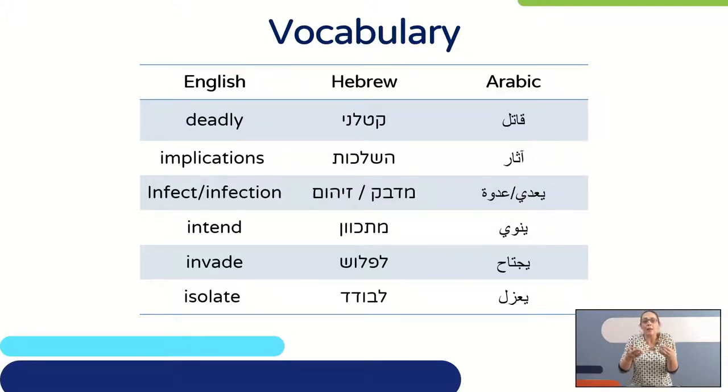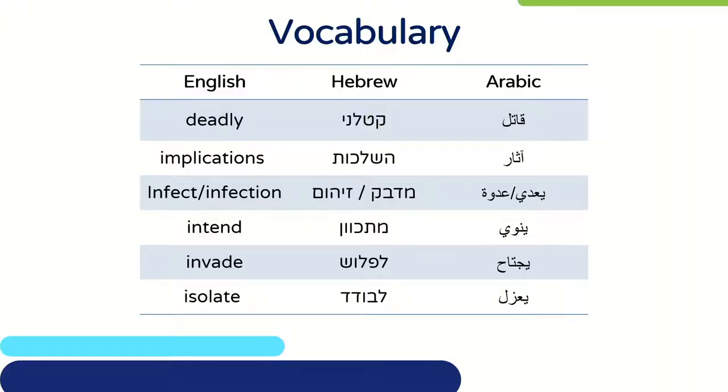Intend, I aim, I want. I intend to do something. I aim to do something. And then invade, like to spread widely, like the coronavirus. We say coronavirus invaded the whole world, which means it spread all over the world. Isolate, to be alone, to isolate something, to keep it alone. Like now we are doing with people who have the virus, we try to isolate them so as not to infect the others. Can we go on?